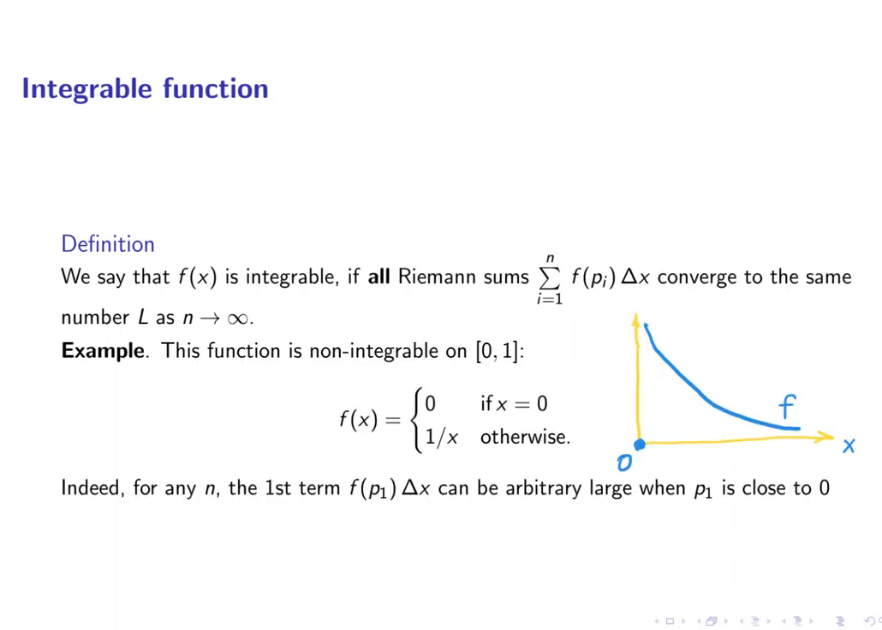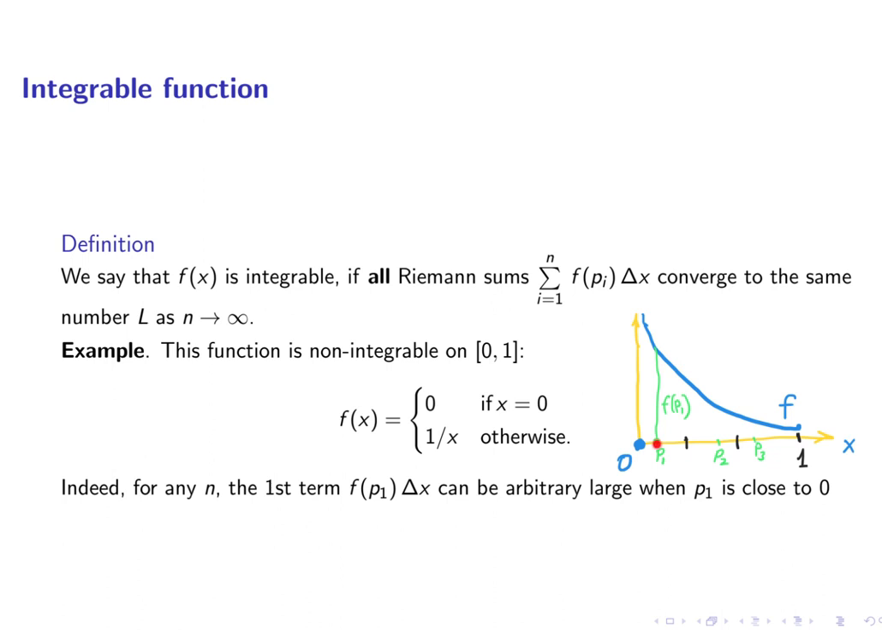Are there any functions which are not integrable in this sense? Here's an example. Suppose we have a function which is 0 at the origin and it is equal to 1 over x for positive x. We claim that this function is not integrable on the interval from 0 to 1. That's because for a fixed value of n, no matter how large it is, we have the freedom to choose the sample points inside of each interval any way we like.